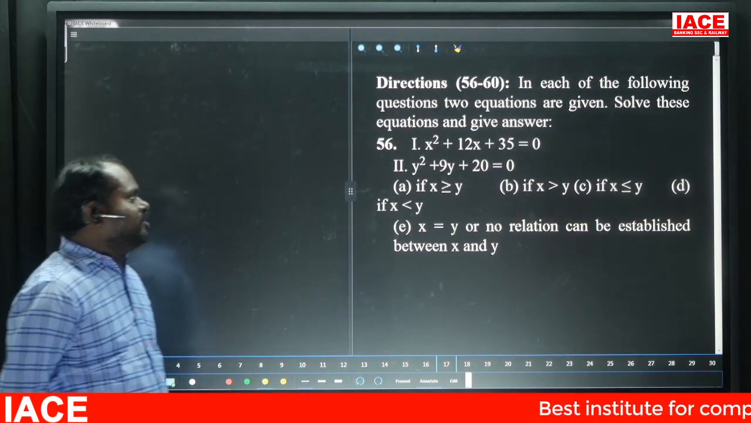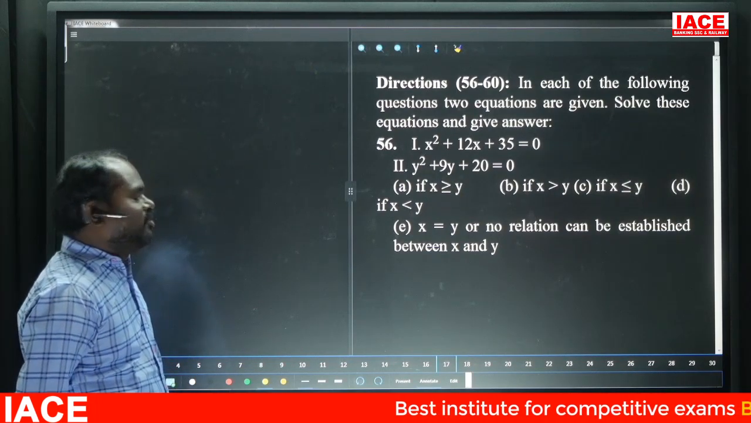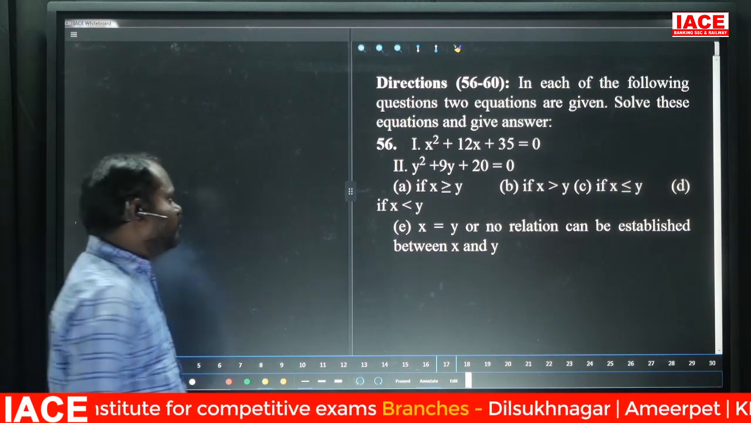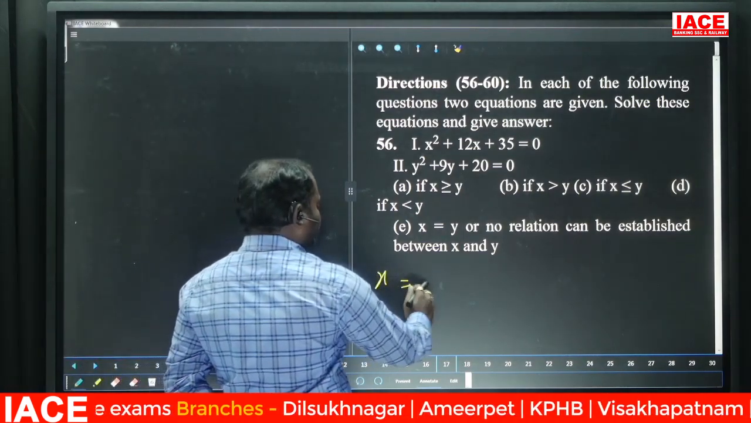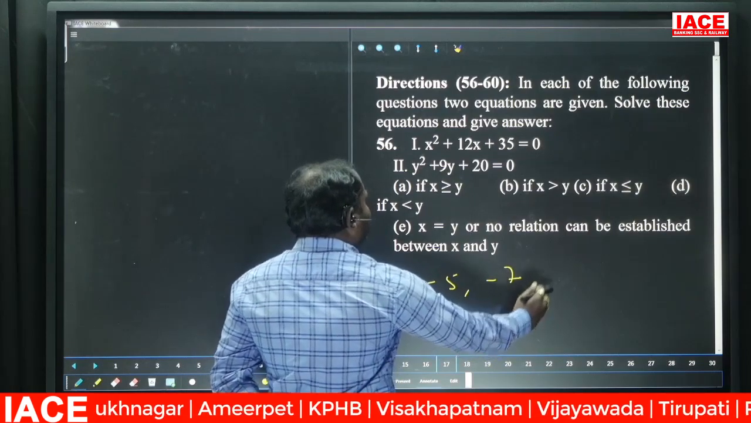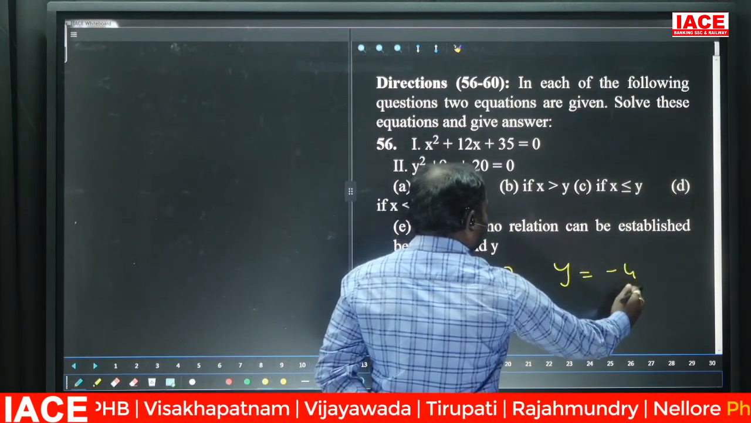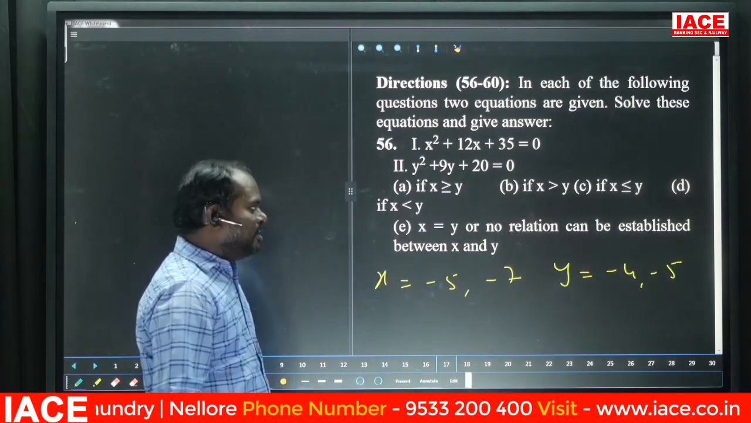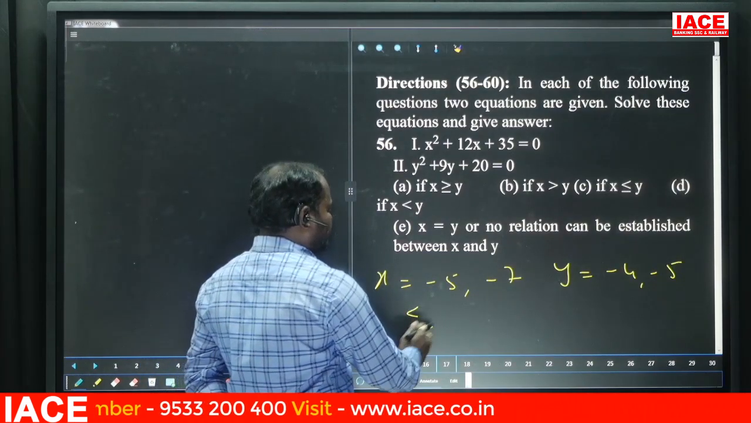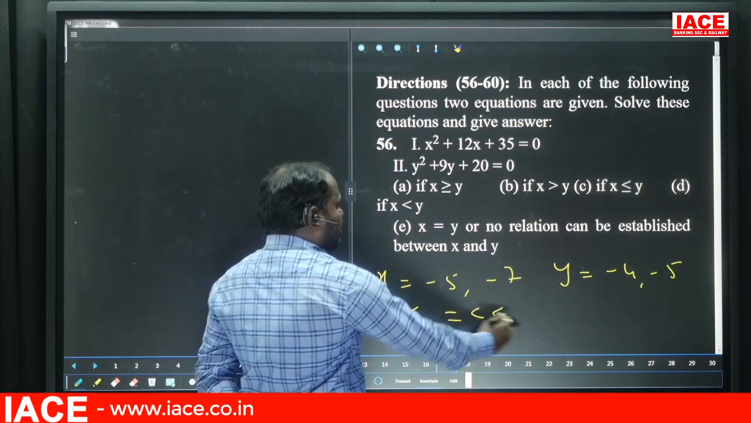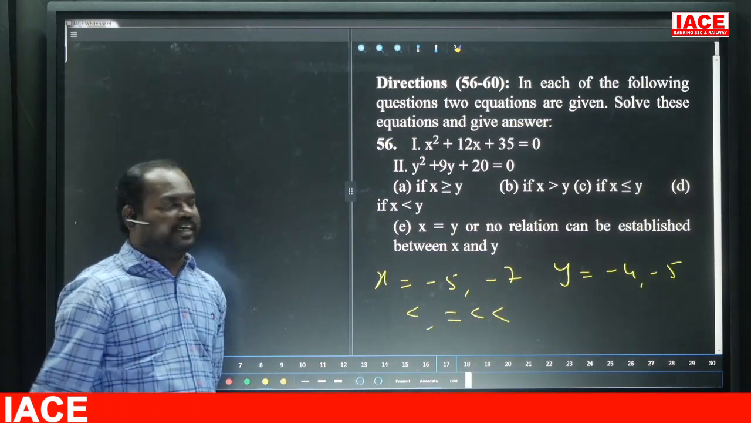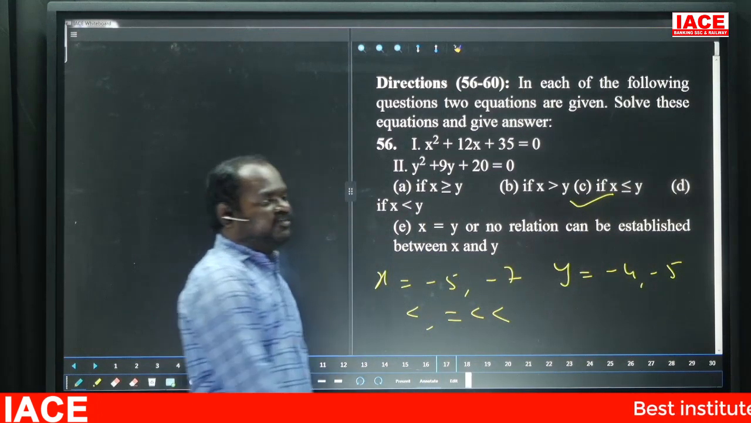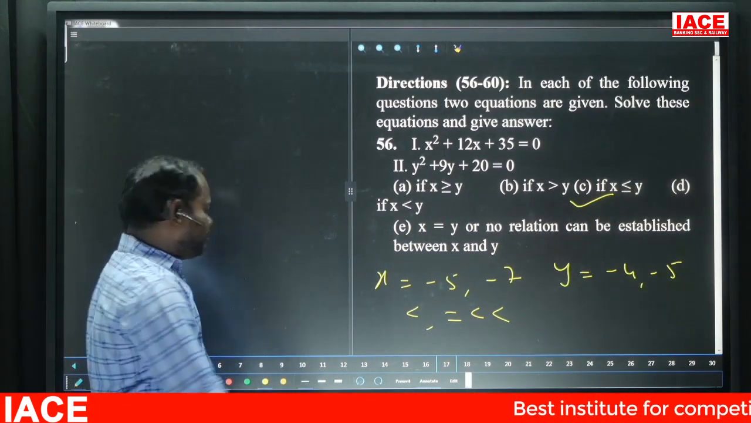Here, the equations: first one, x square plus 12x plus 35. 35 is 7 fives, and 5 plus 7 is 12. X values are minus 5 and minus 7. For y: minus 4 and minus 5. Minus 5 compared to minus 4 is lesser. Next, equal, it is anyway lesser only. So x is less than or equal to y. Option C, x less than or equal to y. Next.